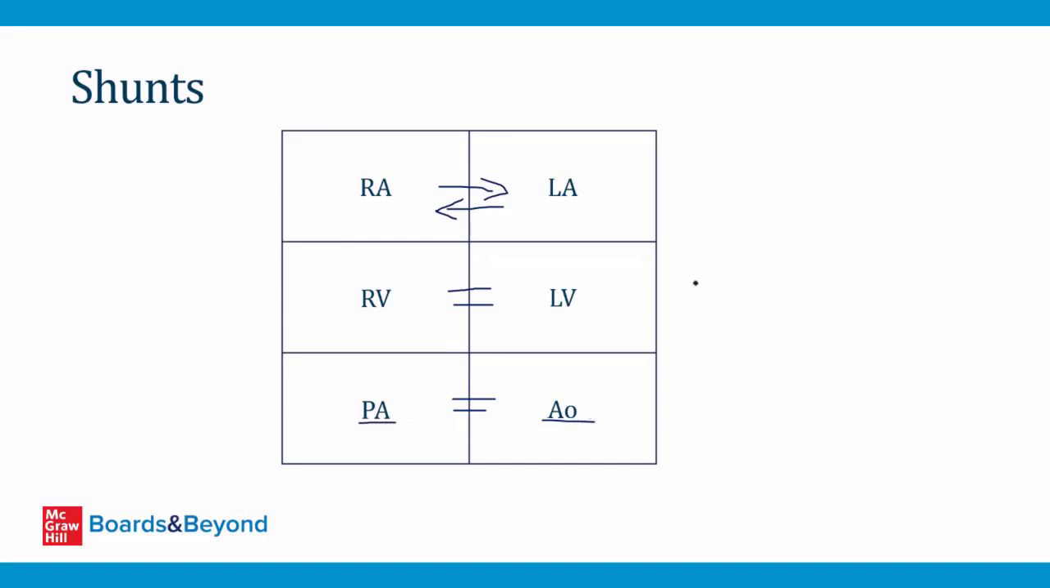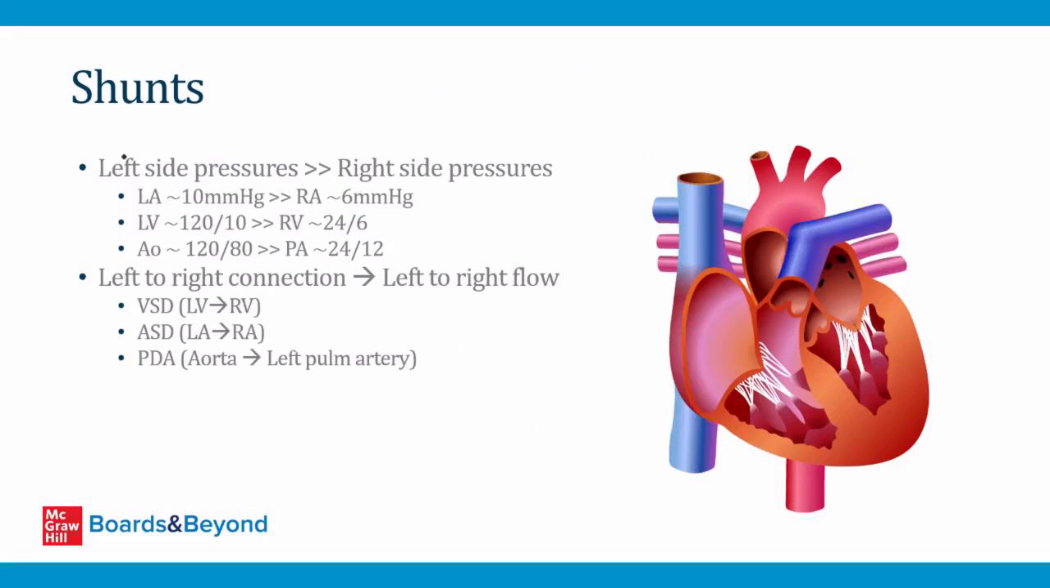Before we talk about specific types of shunts, one thing to be aware of is that in general, left-sided pressures in the body are much higher than right-sided pressures. For example, a normal left atrial pressure is about 10 millimeters of mercury compared to about 6 for the right atrium. In the left ventricle, a normal pressure is 120/10 compared to 24/6 or so for the right ventricle.